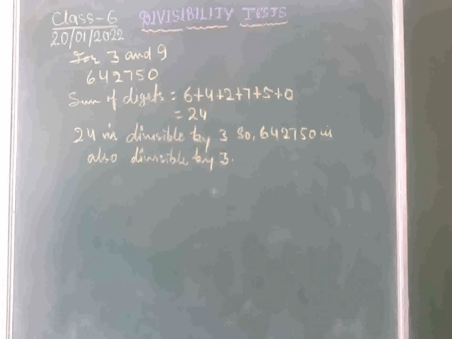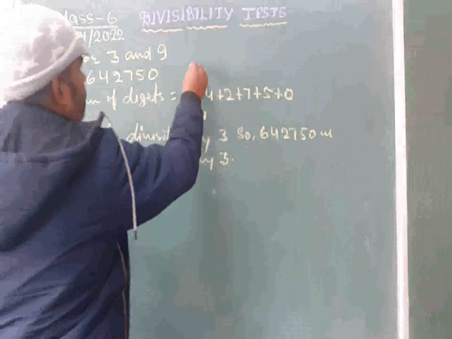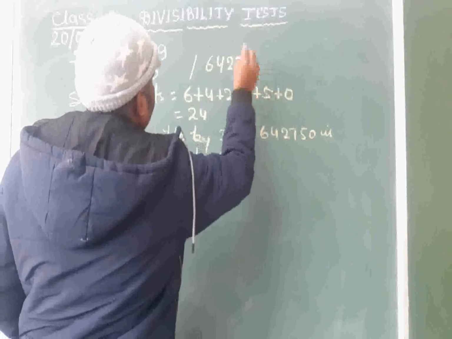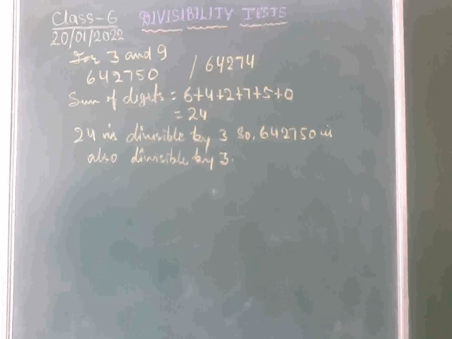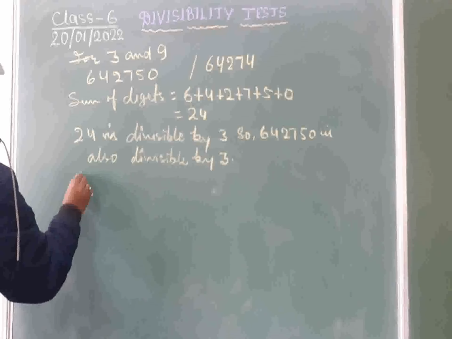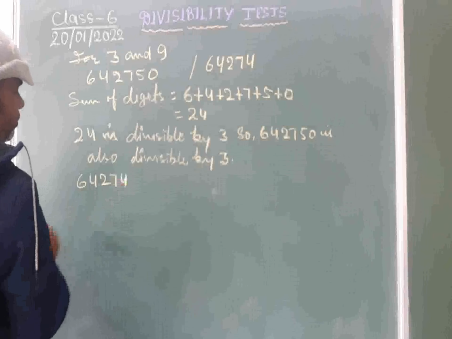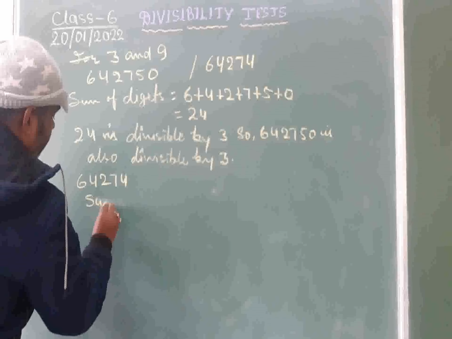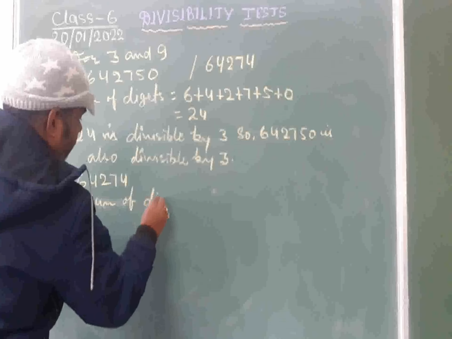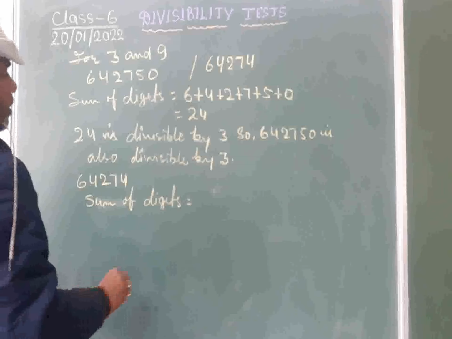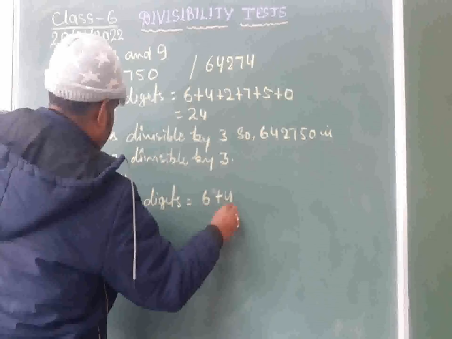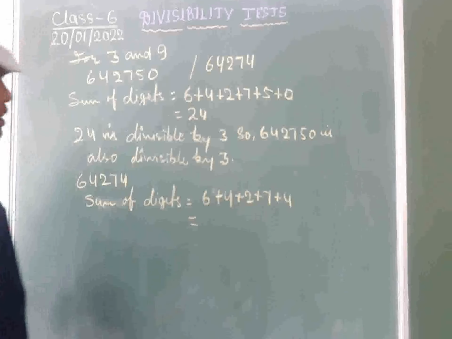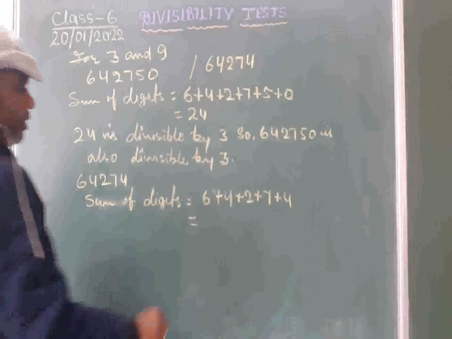Suppose the sum comes out differently. Let me take one example where we just change the last digit: 6, 4, 2, 7, 4. Now we again have to find the sum of the digits. That is 6 plus 4 plus 2 plus 7 plus 4, and the sum is 10, 12, 19, plus 4, 23.